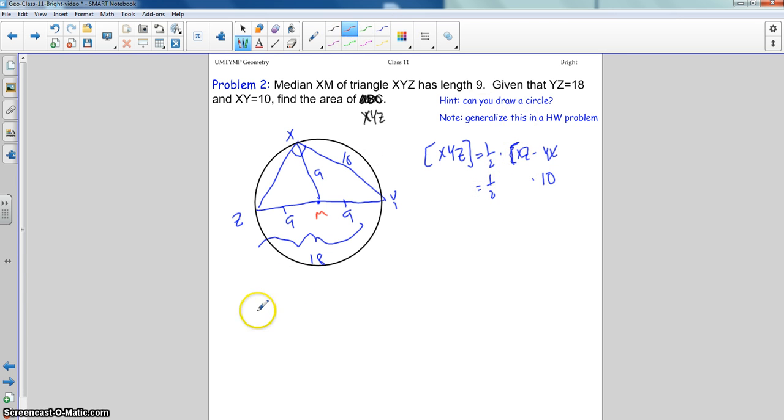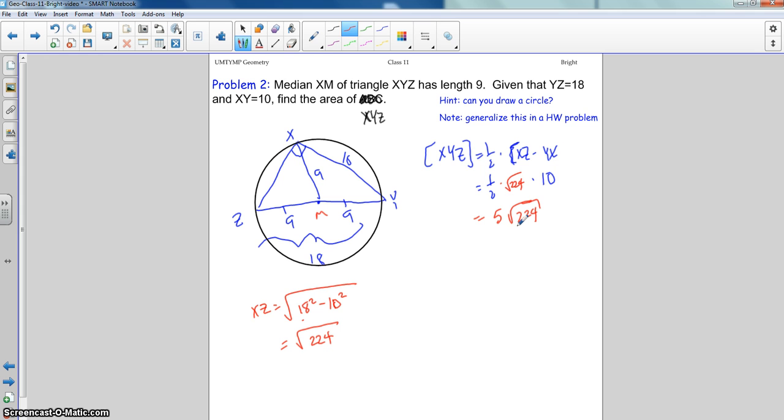So off to the side here, I can use the Pythagorean Theorem, so XZ is going to equal the square root of 18 squared minus 10 squared, or this is going to be the square root of 224. And you can simplify it if you want. I didn't. Square root of 224, and so then this ends up being 5 square root of 224. And again, feel free to simplify it.